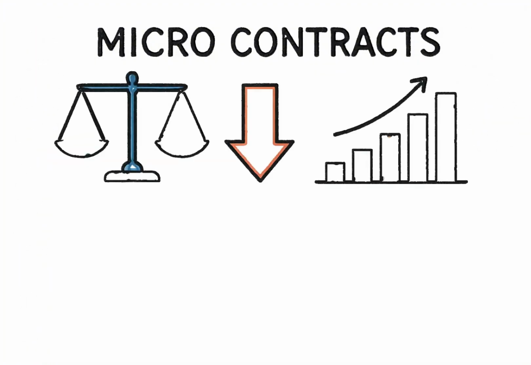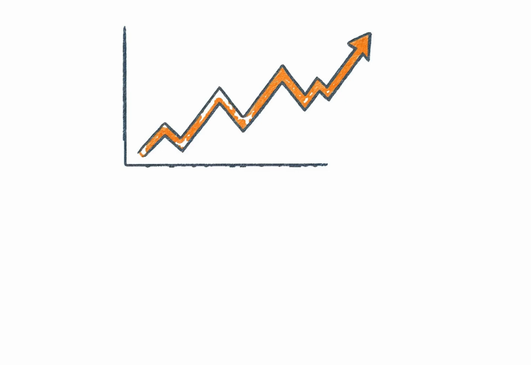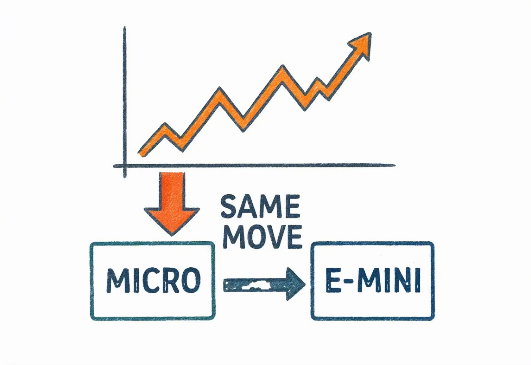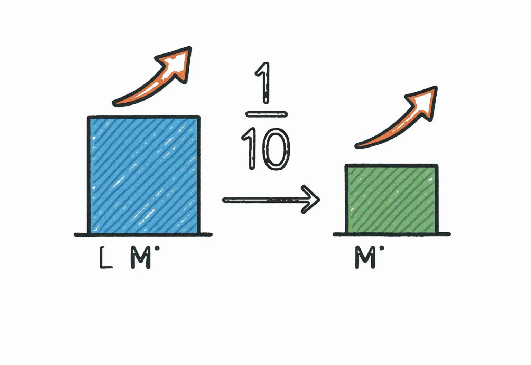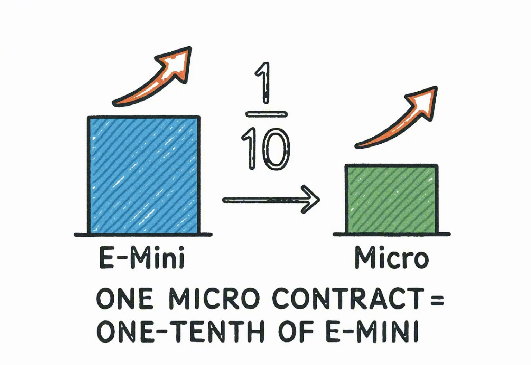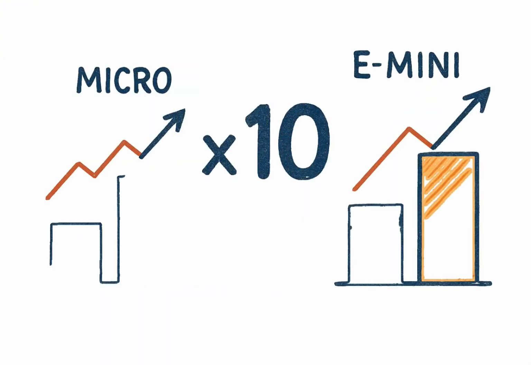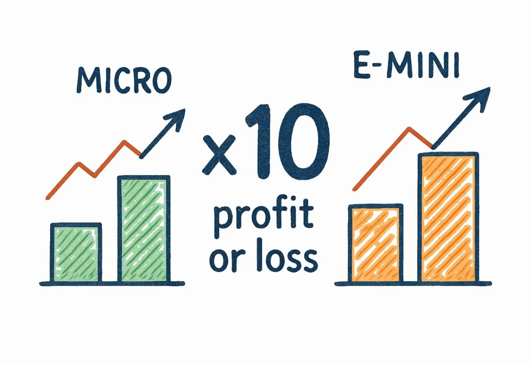Micro contracts are a smaller version of emini contracts. They are structured to move in the same way as their corresponding emini contract, but at a reduced contract size, meaning each price movement has a smaller financial impact. In most markets, one micro contract is equivalent to 1/10 of the value of one emini contract. This means that for the same price movement, the profit or loss of a micro contract is approximately 10 times smaller than that of an emini contract.